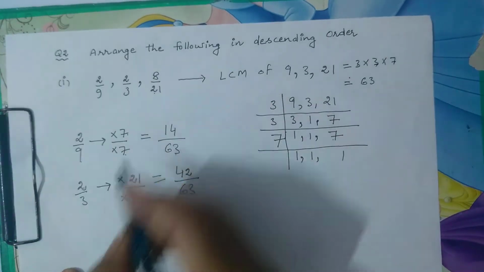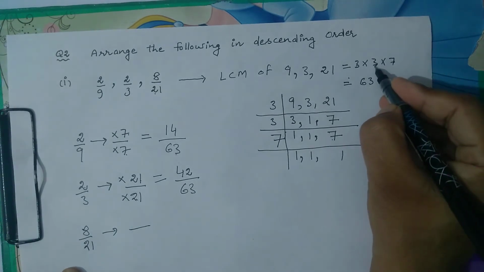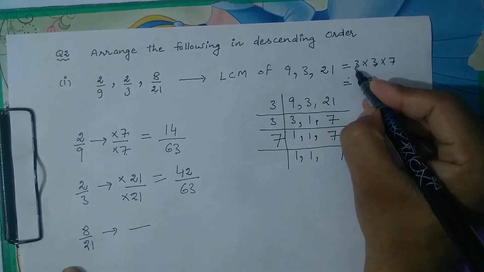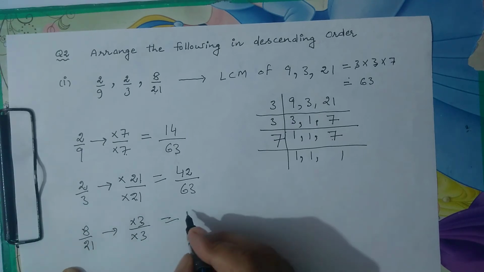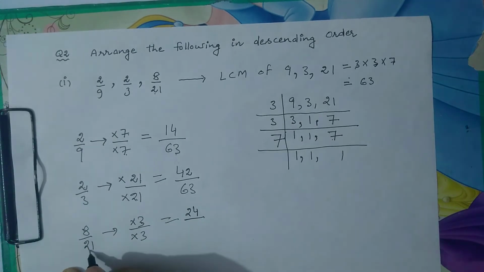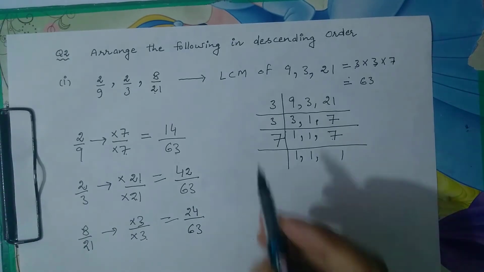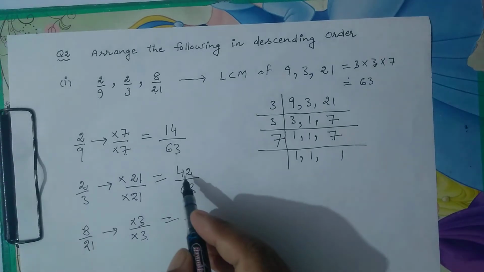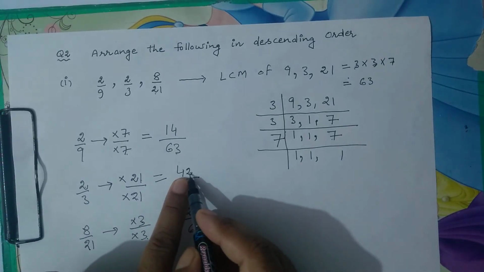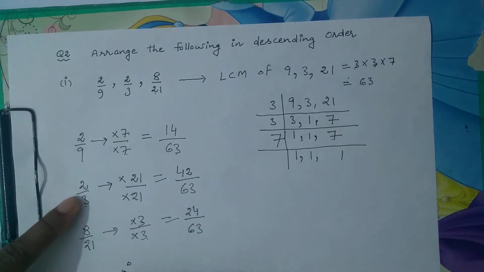The last number is 8 upon 21. So 7 into 3, 21. 3 is the remaining number, so multiply with 3 upon 3. 8 into 3, 24 upon 21 into 3, 63. This way, for descending order, which one is largest? 42 is largest. So what is 42? 2 upon 3.